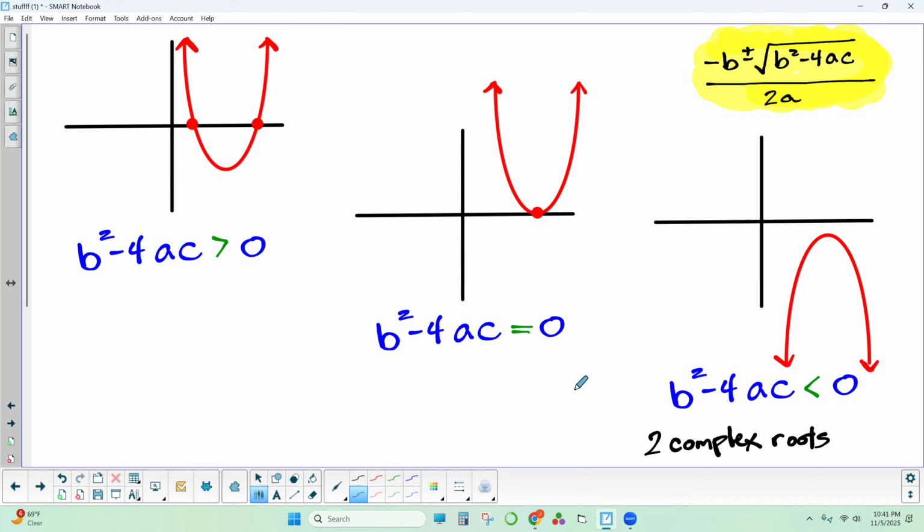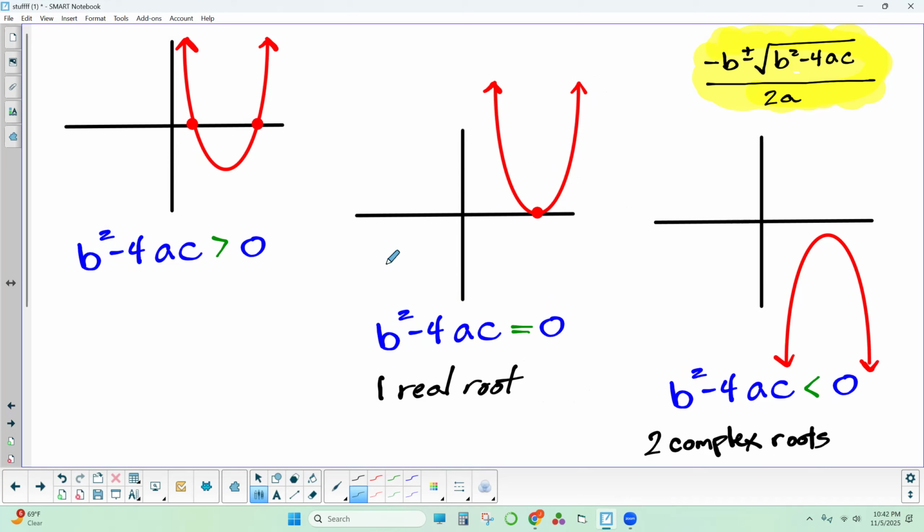Okay? The second scenario is if we simplify the discriminant and it equals zero. What this tells us is that we have one real root, one real repeated root. Okay? And as you can see, it's like a bounce, right? The vertex sits on the x-axis, the graph bounces and goes the same direction as where it came from. Okay? One real root if our discriminant equals zero.